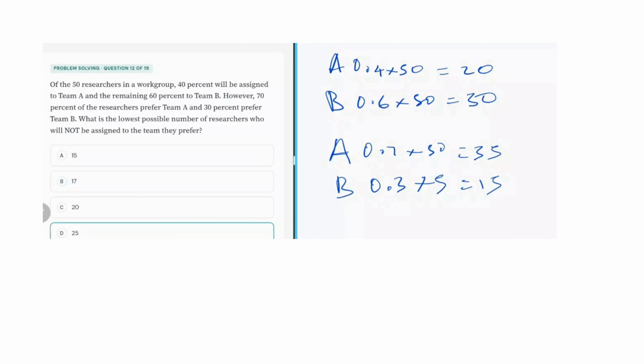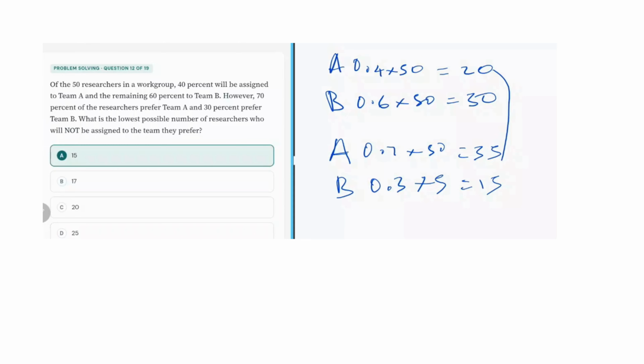Okay, so A, 35 people want to go there, but only 20 are assigned. The difference is the least possible value. So the least is 15. Why didn't they say the highest? The highest will surely be more than 15, because maybe some of the people that we assigned to A didn't really want to work there.